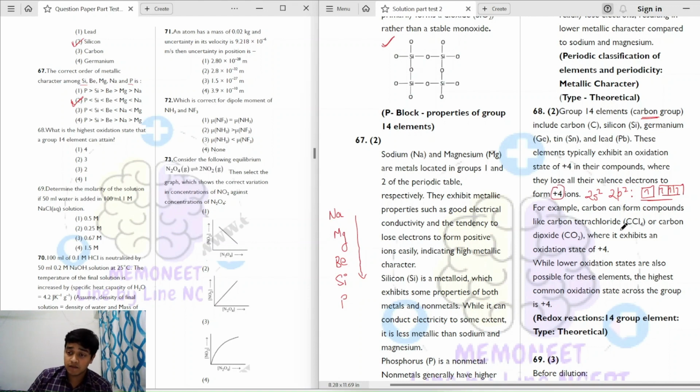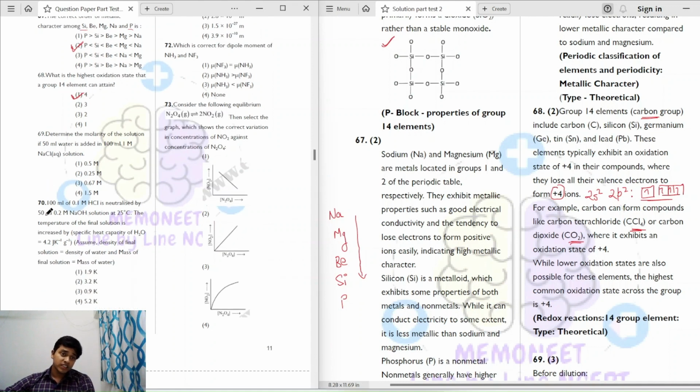So for example, we have CCl4 as well, and we have carbon dioxide. In both, the carbon shows an oxidation state of +4, and as we go down, the tendency to show +4 oxidation state keeps on decreasing because of the inert pair effect. So the correct answer here will be option 1, which is 4.